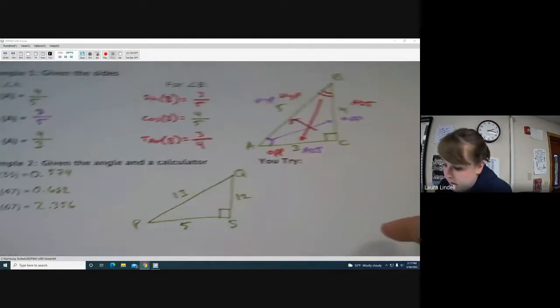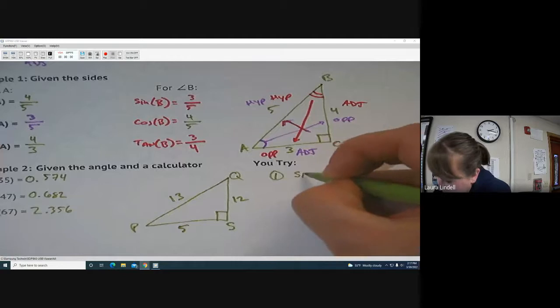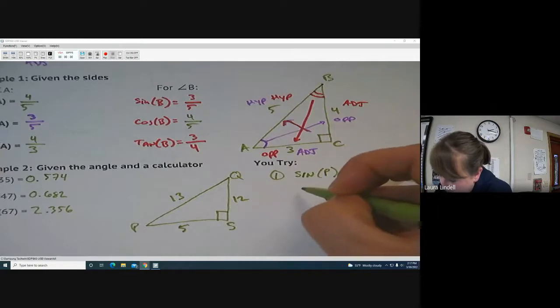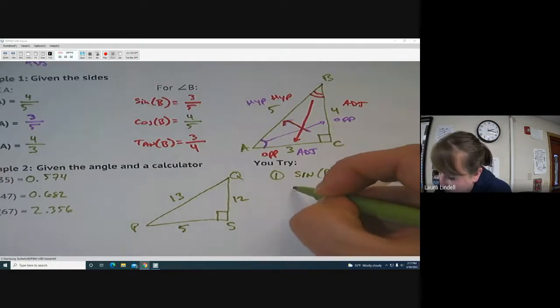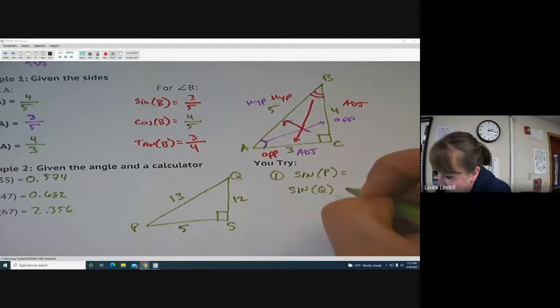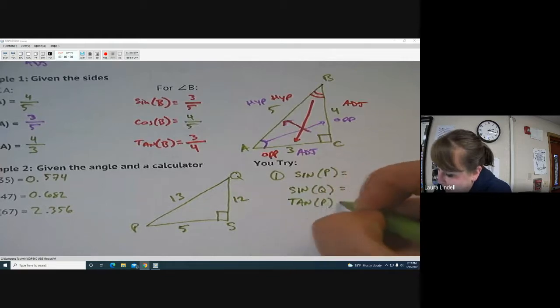So from this, I would like to know, what is the sine of P. I would also like to know what is the sine of Q. And what is the tangent of P?